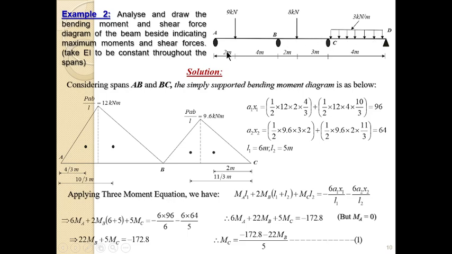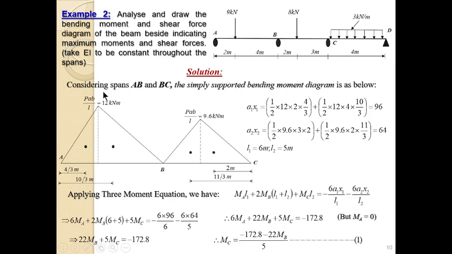The next thing we are going to look at in this beam: how many unknown support moments do we have? We have 1, 2, 3, 4 support moments. But because this is simply supported, we know that MA is 0 and MD is 0. So there are only two unknown support moments, which are MB and MC. It tells us that we need two equations to solve for MB and MC. We are going to use spans AB and BC to derive one equation, and then BC and CD to derive another equation.